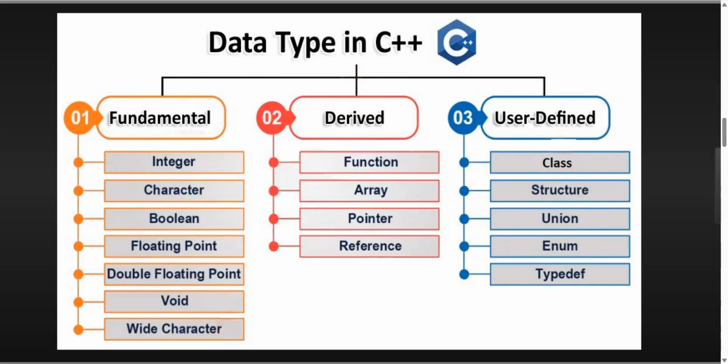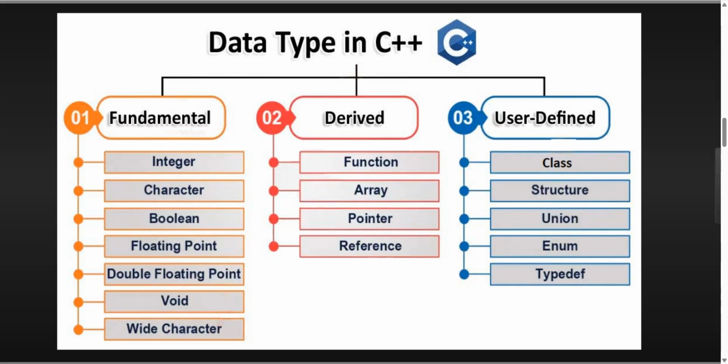Next, coming to the user defined data types. Here you can see class, structure, union, enum, typedef. These are all the user defined data types in C, whereas coming to C++, we will find only class.